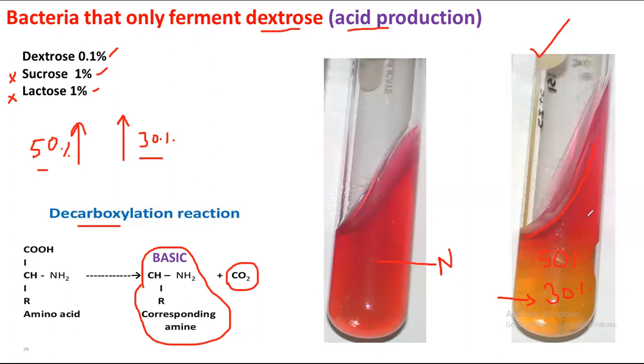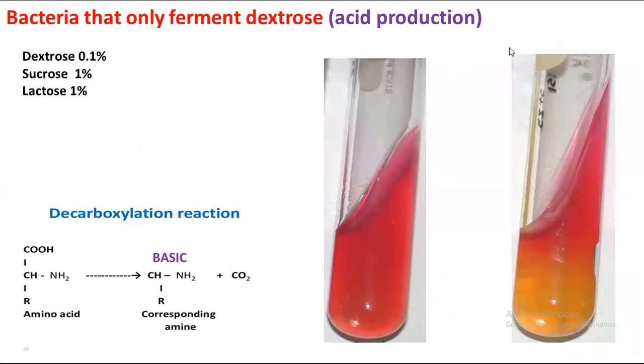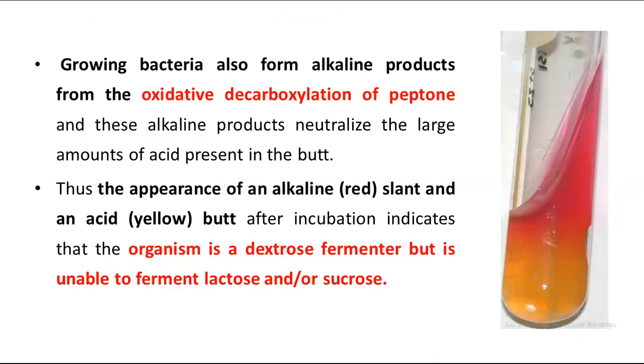It means that here is yellow color, but not in a high amount. This is just because the bacteria are only fermenting the dextrose, and not the sucrose and the lactose. That is the main reason. And mainly due to this result, students face different difficulties and confusion. So hope you have understood it.